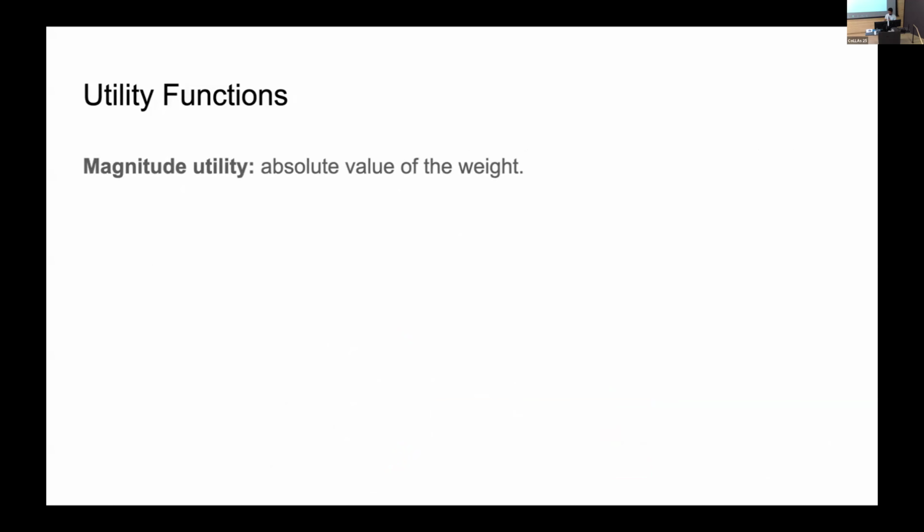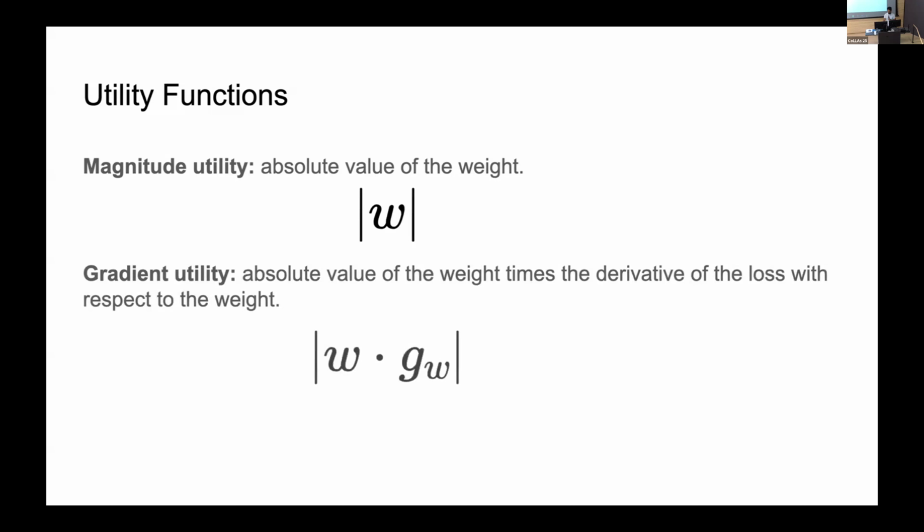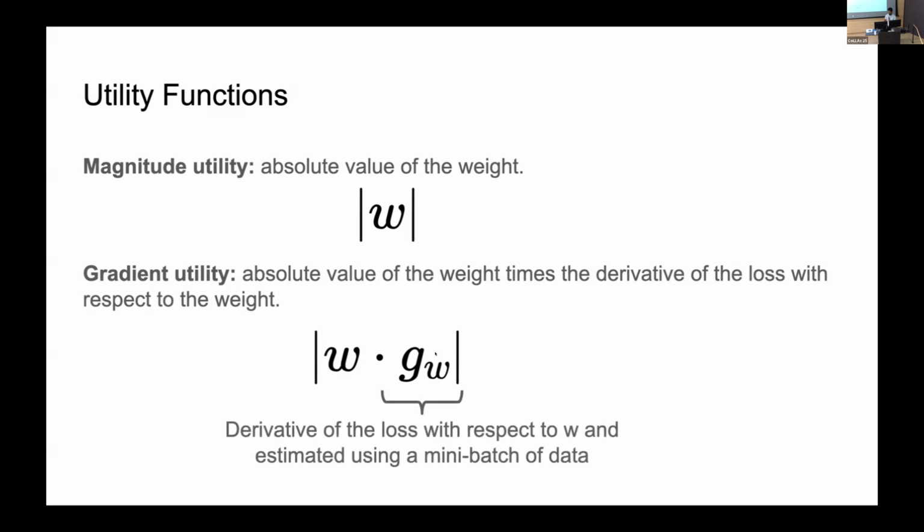So one thing you can do is you can have a magnitude-based utility that's sometimes used in the pruning literature, where you just find the weights that are large, the ones that are small, and then reset them. And then you can have this gradient utility. It's the product of the weight times the derivative of the loss with respect to the weight. This can be calculated using a mini batch. If you are familiar with the literature, you'll know that this is a first order approximation of the change in the loss when you remove this weight from the network.